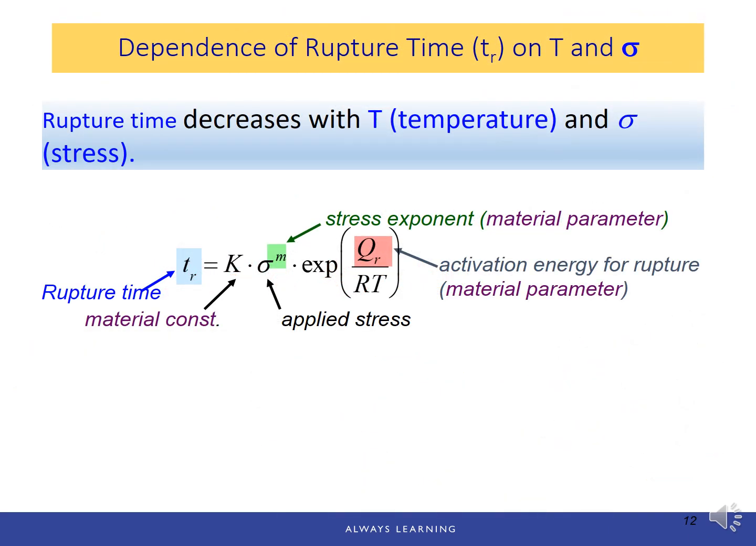The dependence of rupture time, T sub r, on temperature and applied stress can also be described by a very similar equation. Rupture time, T sub r, equals K, instead of C now. K is a material constant as well, times the applied stress, sigma, to the power of m, which is a material parameter, times exponential of Q sub r over RT, where Q sub r is the activation energy for rupture, which is also a material parameter.